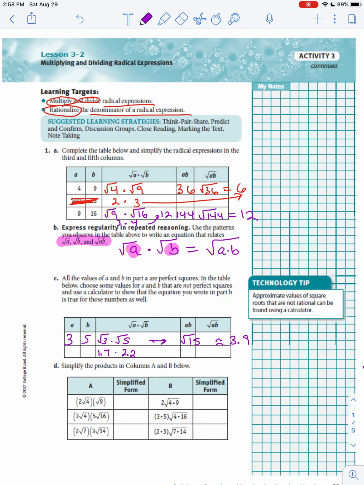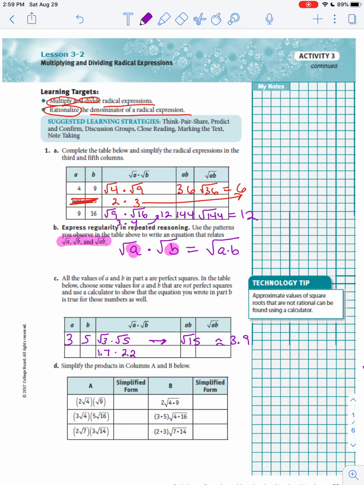So now when we get to part D, the expressions are a little more complicated. We have expressions that have coefficients in front of them. Some are perfect squares and some are not perfect squares. And so we can look at a few of those.